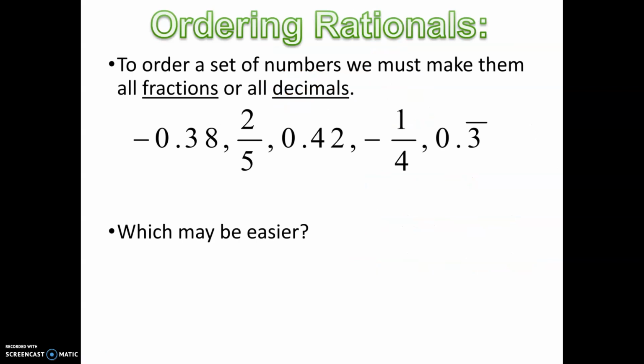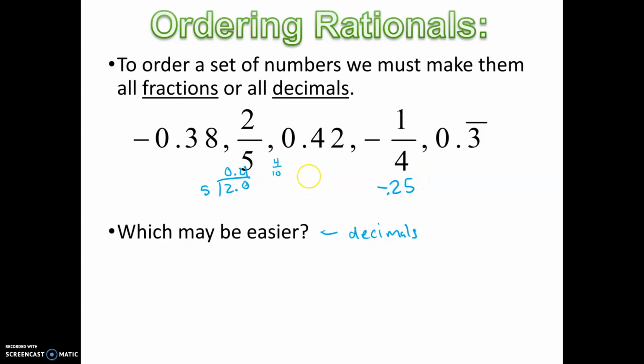Now we're going to look at ordering rationals, so putting them in order from least to greatest or greatest to least. To order a set of numbers, we must make them all fractions or all decimals. That's going to be important. So which is going to be easier in this case? I think it's typically easier to convert from fractions to decimals. There's less work involved. So I'm going to look at 2/5 and 2 divided by 5. That's 4. How many of you guys knew that one was going to be 4/10, right? 4/10. And then a quarter, we already did that one, negative 0.25, right?